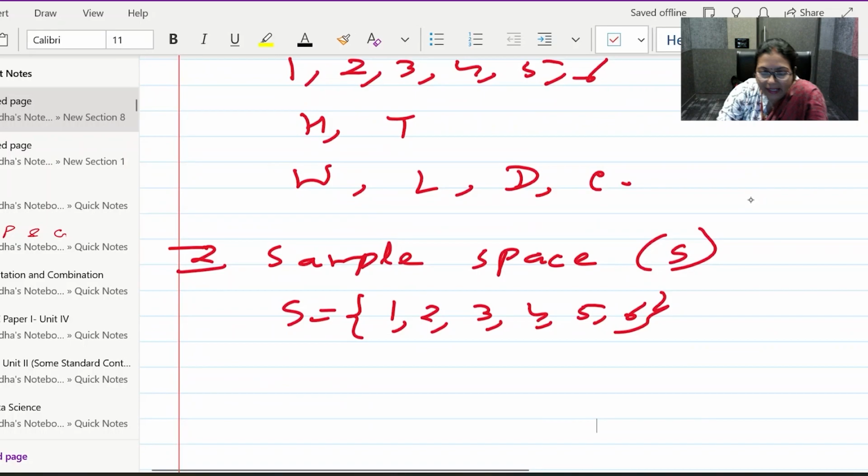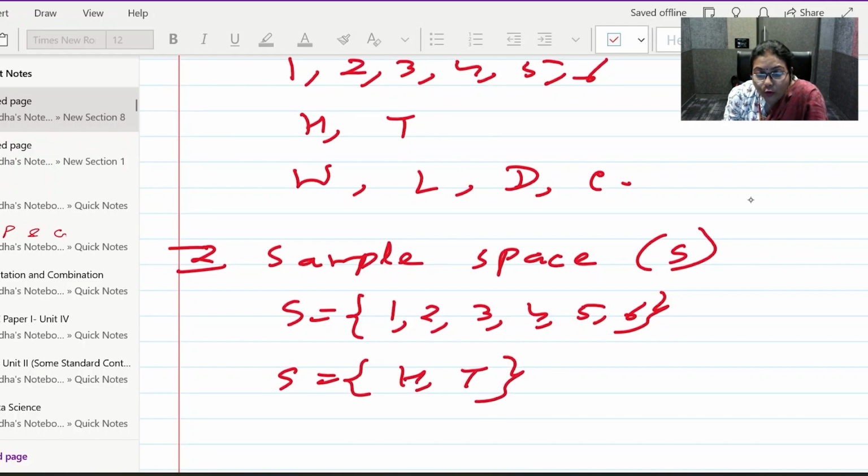We write it in this way: S = {1, 2, 3, 4, 5, 6}, right? Similarly, if you throw a dice, this is the answer we got. Similarly, if I throw a coin, what will we get? Head and tail, right? If I throw two coins, what is the sample space? We may get head head, we may get head tail, we may get tail head, tail tail.